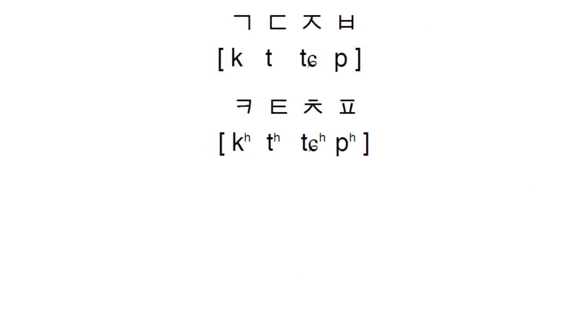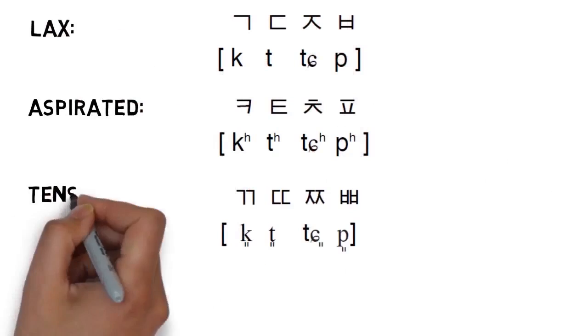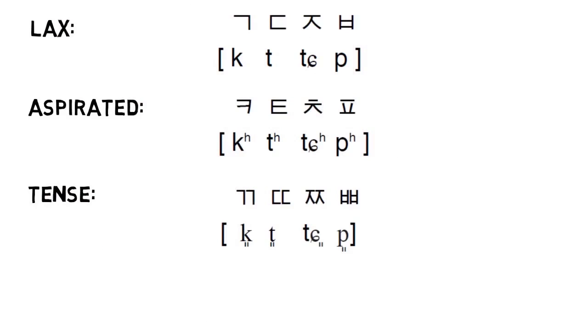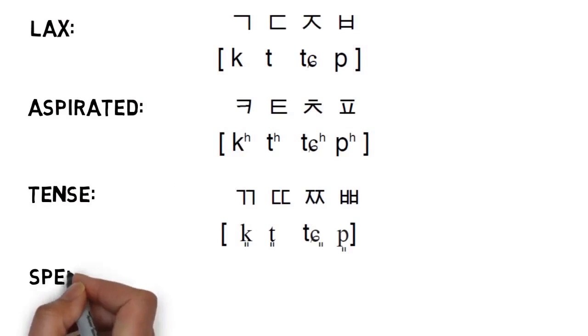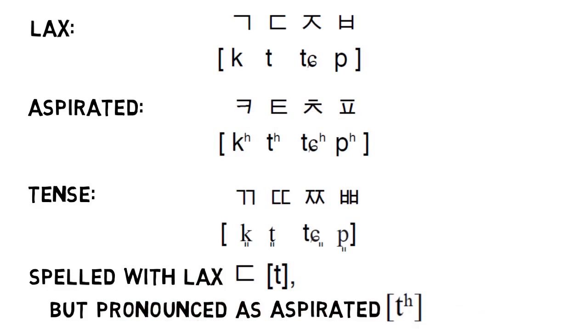So, first one. Back in video 1, we introduced 12 consonants, 3 T's, 3 K's, 3 P's, and 3 Ch sounds, all of which came in lax, aspirated, and tense varieties. For T, for instance, we have D, T, and D. There are a couple of circumstances where a word will be written with a lax letter, but when you pronounce it, that lax sound will transform into a tense or aspirated sound.